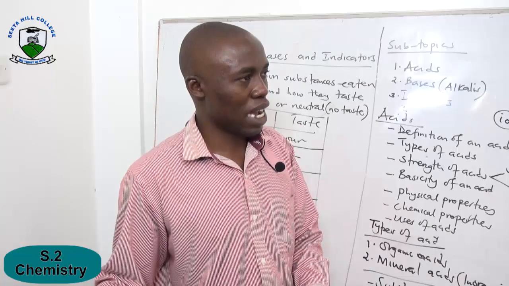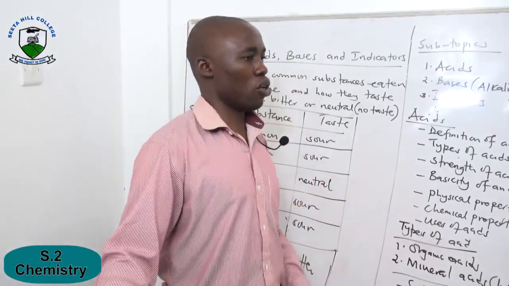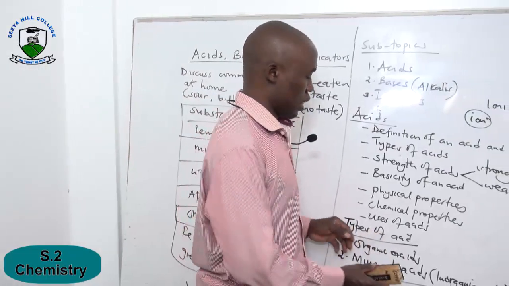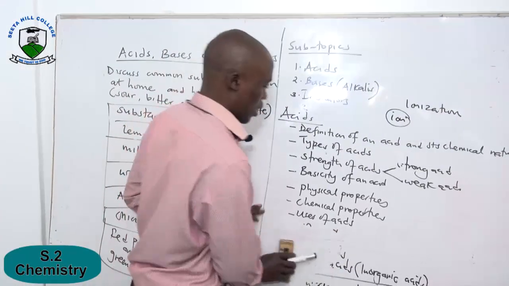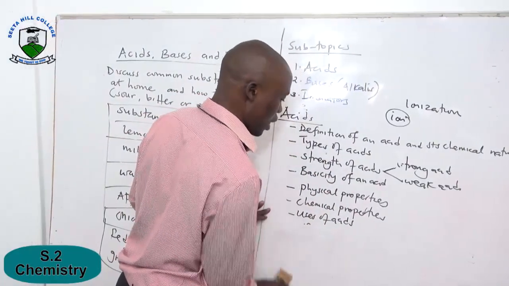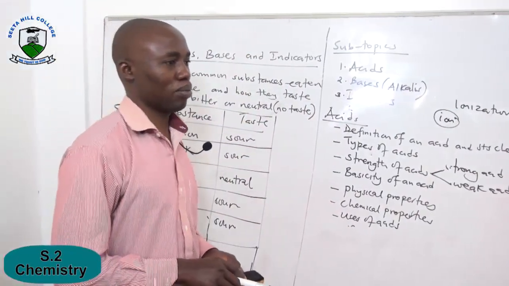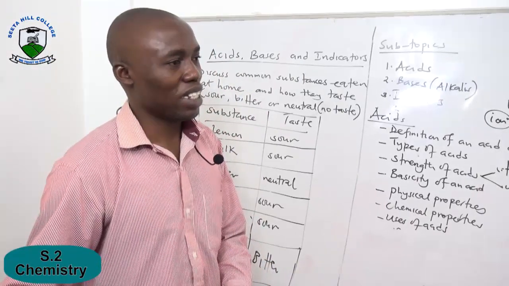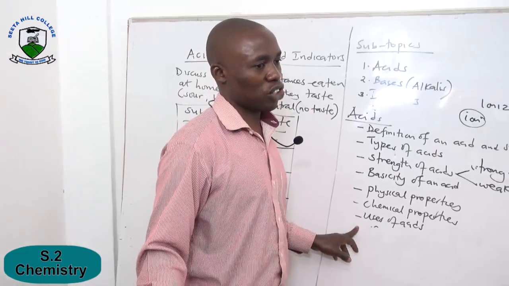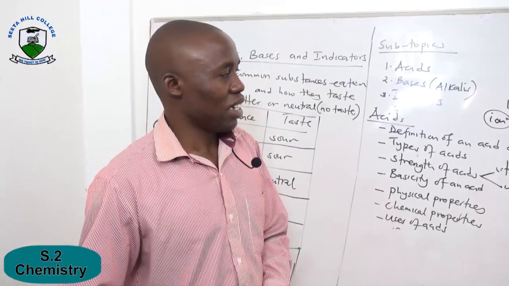Therefore, acids are divided into three based on basicity. Monobasic acid releases one hydrogen ion. Dibasic acid releases two hydrogen ions. Now, for monobasic acid, we have the stomach acid called hydrochloric acid.